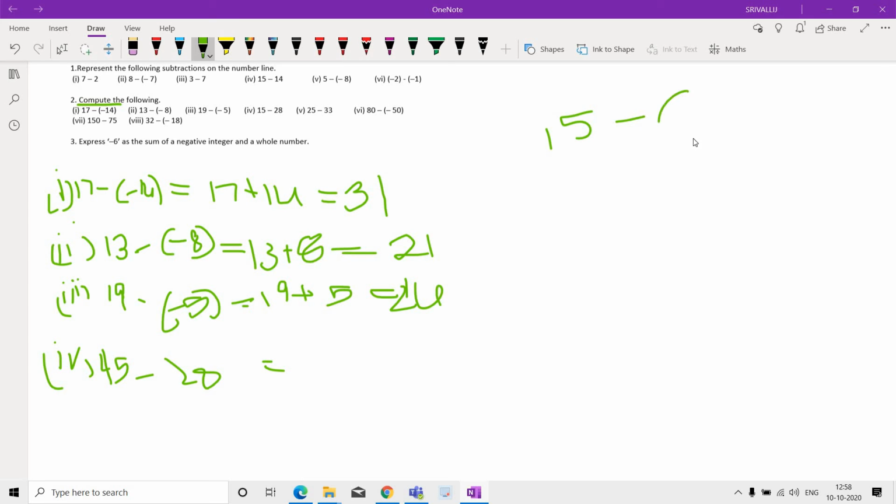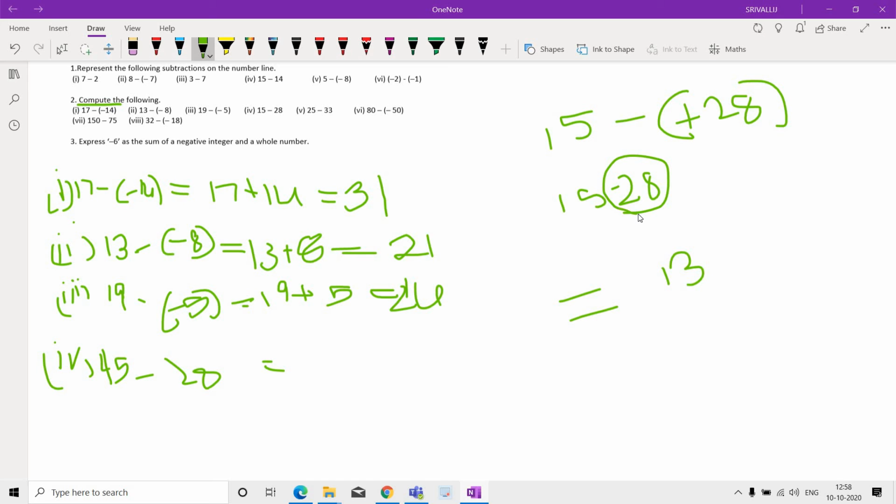15 minus plus 28. So minus into plus, we know that 28 minus 15, what is the answer? 13. We know that. But for big number having negative symbol, so we will get the answer in negative only. So 15 minus 28 is minus 13. So we completed 4 problems now, till now.